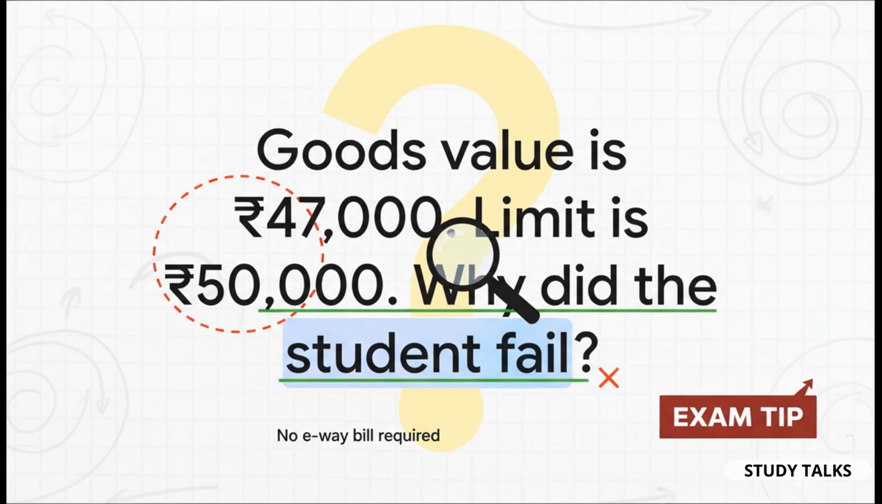Okay, let's kick things off with a classic ICAI curveball. You see a question like this. Goods are worth 47,000 rupees. You know the limit is 50,000 rupees. So you think, no e-way bill needed. Simple, right? Well, wrong.